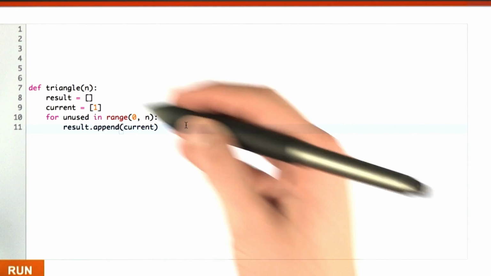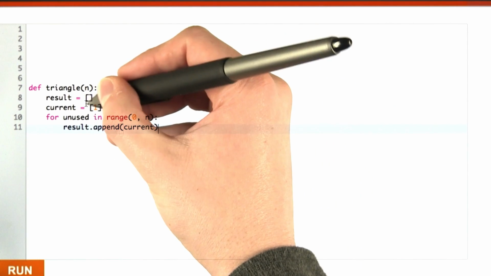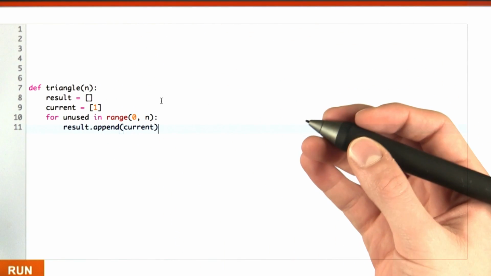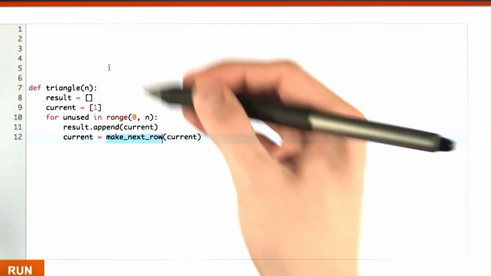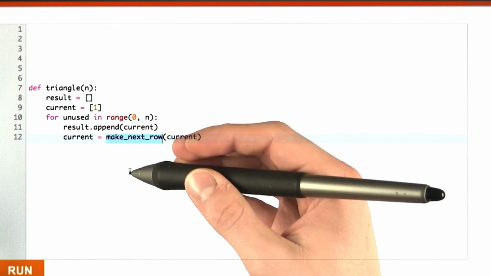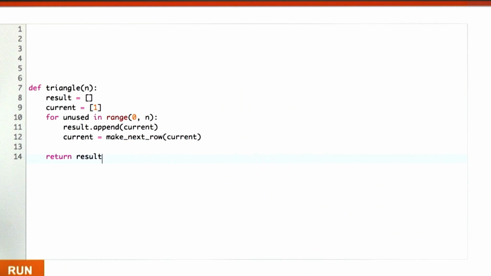We're going to append the row that we just discovered onto the result list. The first time around, it'll just be the list of 1, because that's how the triangle starts. We're then going to find the next row, which I haven't defined yet, and then repeat this process, appending the current row onto the result list. Once we're done, we're going to return the result.